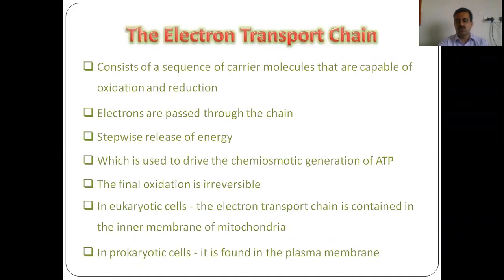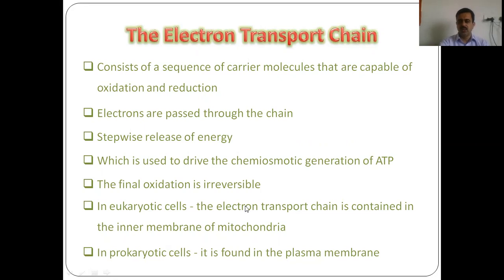The electron transport chain consists of a sequence of carrier molecules that are capable of oxidation and reduction. The electrons are passed through the chain. Stepwise release of energy takes place, which is used to drive the chemiosmotic generation of ATP. So ATP generation takes place in this particular phase. The final oxidation is irreversible.